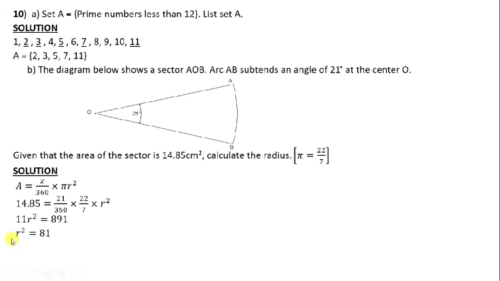To find the value of R, introduce the square root on both sides. This square root symbol means power half. If you multiply 2 times half, you get 1. So our R to the power 1 will be equal to, which number do you multiply by itself twice to get 81? 9. Therefore, our radius is equal to 9 centimeters.